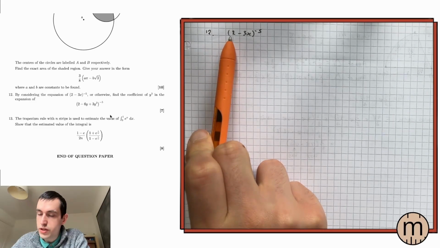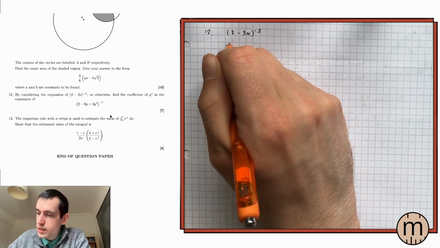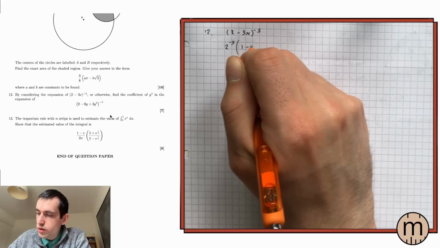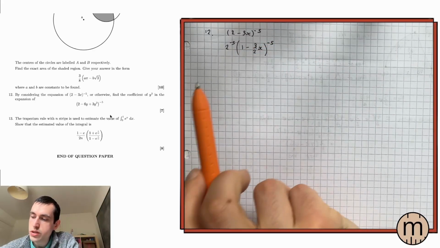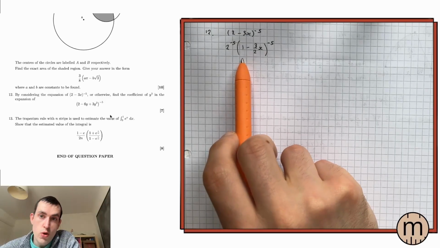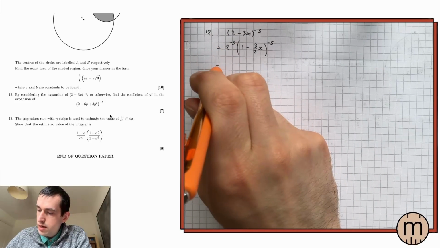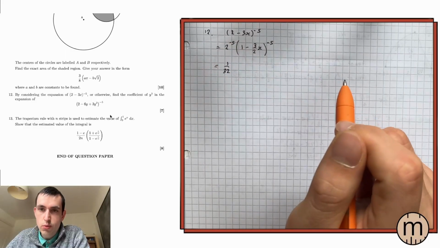First off, there's a 2. We don't want that 2. The formula doesn't have that 2 in there. So what we need to do is we need to take it out. So 2 to the power of minus 5 times 1 minus 3 over 2x to the power of minus 5. Once there's a 1 there, we're happy. We can use the formula as standard. Going to get 2 to the power of minus 5, we can just work that out, 1 over 32.